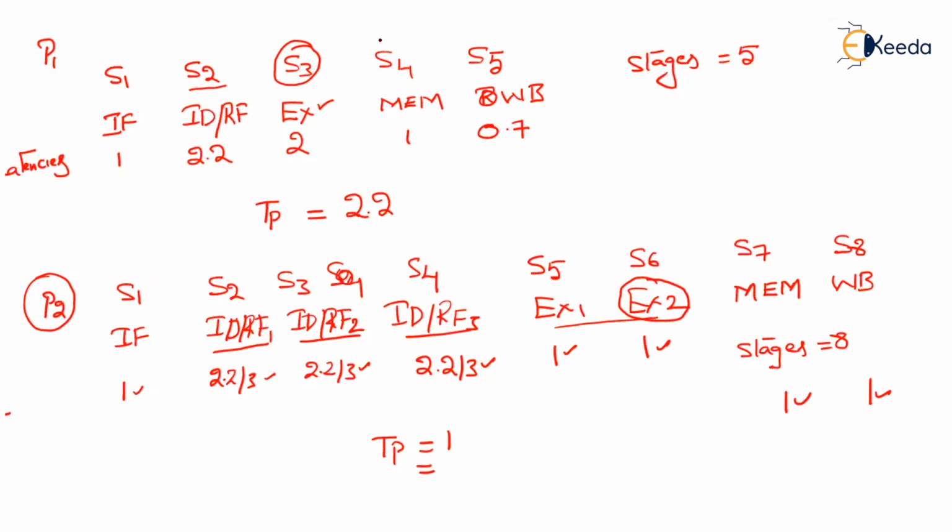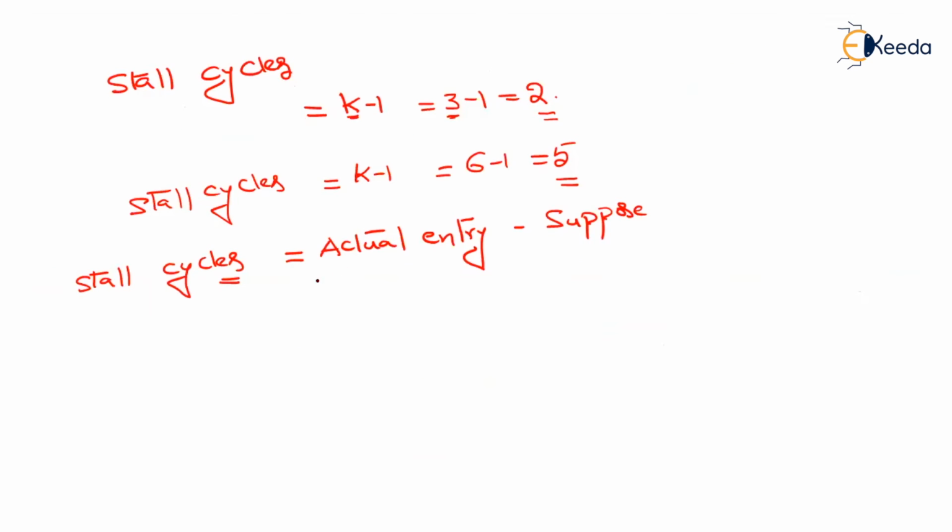So in the fourth stage, the moment the first instruction leaves the third stage and enters the fourth stage, in the fourth clock cycle, the second instruction will enter, right? Actually, the second instruction will have to enter into S1 in the second clock cycle itself. But it is entering S1 in the fourth clock cycle because the first instruction leaves S3 only in the fourth clock cycle. So if you have that rule, actual entry into the pipe is 4. But the supposed entry is the second clock cycle itself.